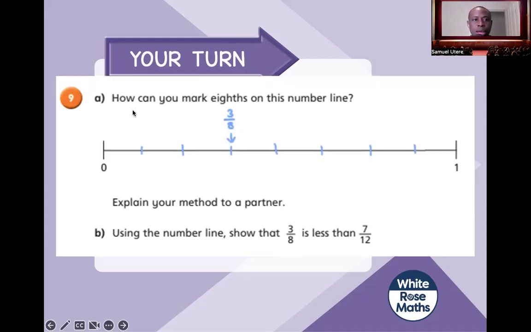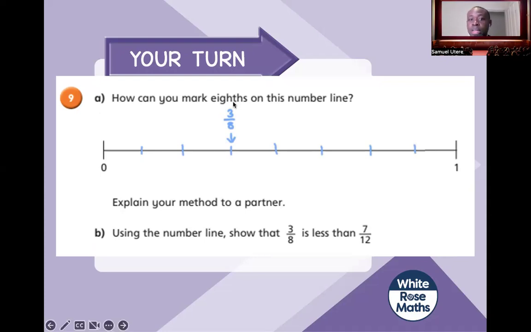So now you ask, how can you mark 8ths on this number line? Explain your method to your partner. Now, remember, halfway through our lesson, we said, if you're going to represent fifths on a number line, you need 5 intervals. If you're going to represent sevenths, you need 7 intervals.